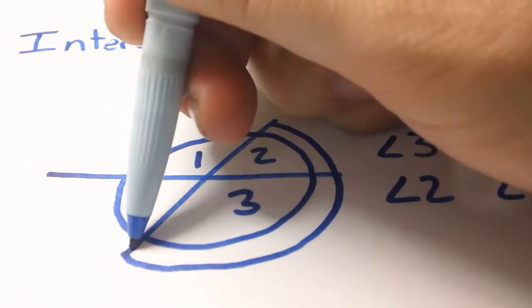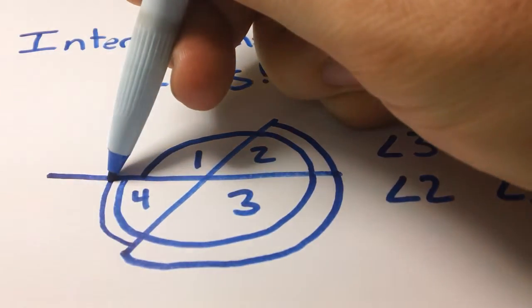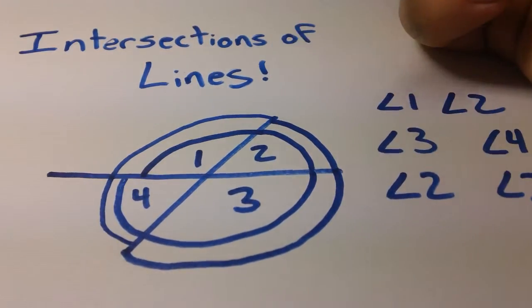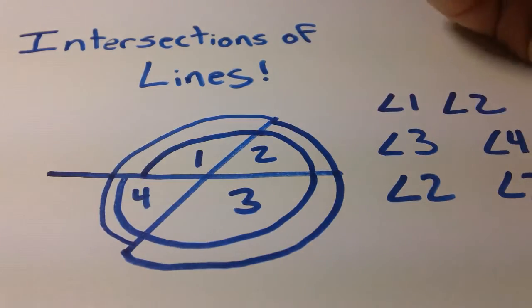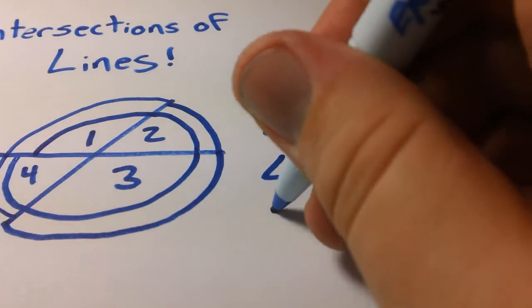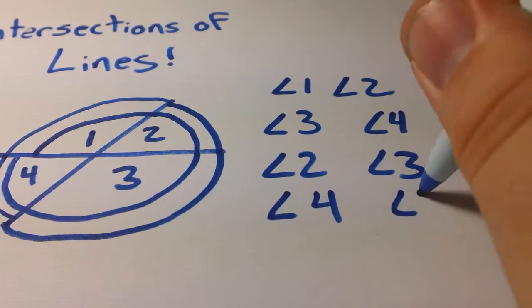And lastly, we have angle 4, going right there, coming into angle 1, ending right there. Began on that line, ended on that line. So we have that next pair of supplementary angles as well, angle 4 and angle 1.